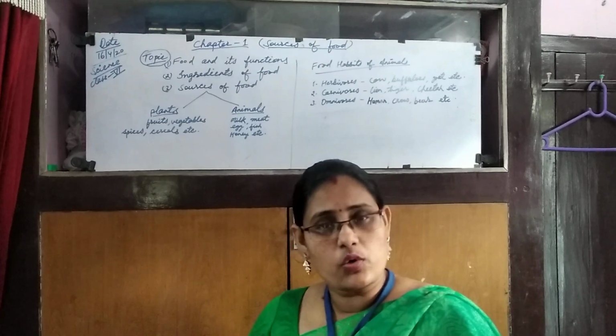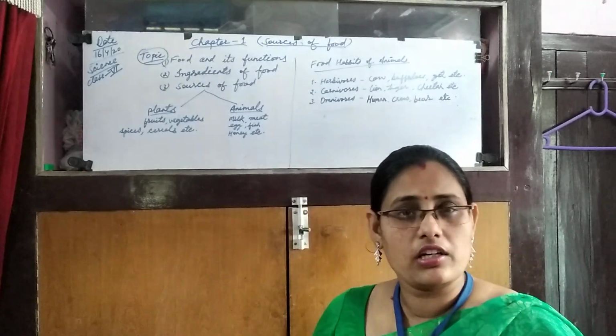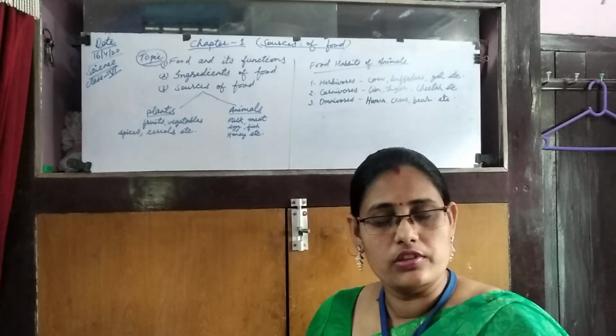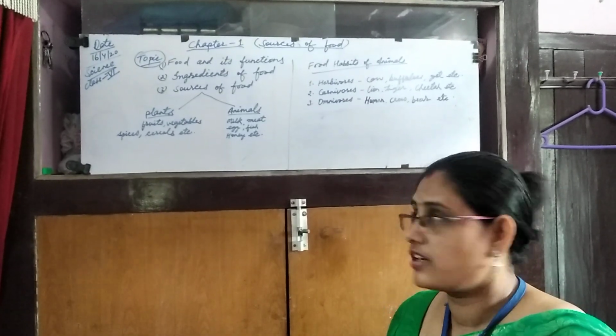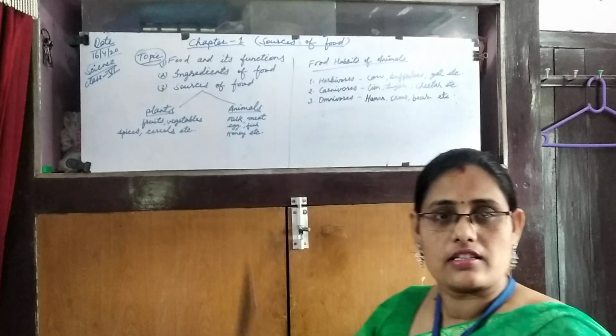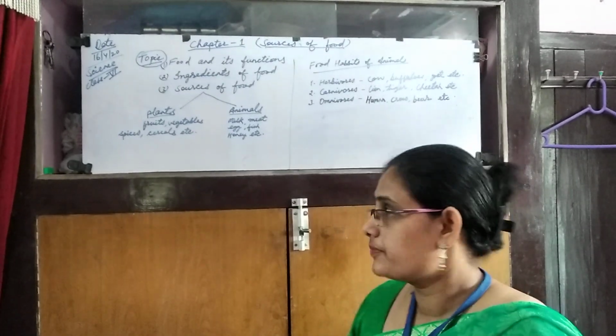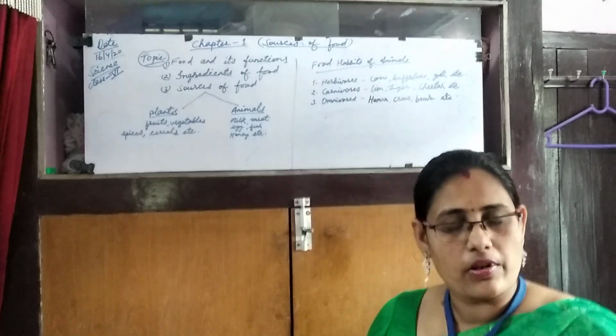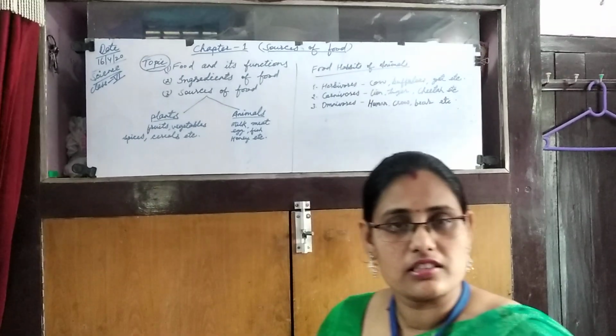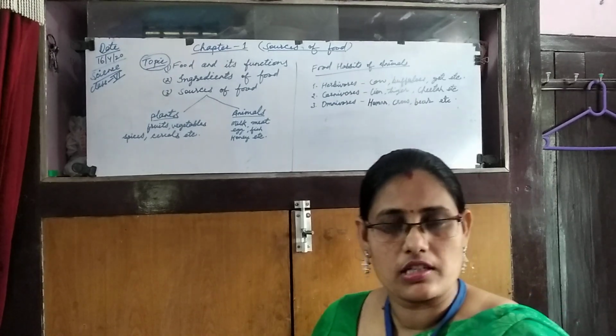Now, the question arises in our mind that from where do we get food? We get food from two sources. The main two sources of food are plants as well as animals. Plants, known as producers also, we know that plants perform photosynthesis and make their own food by themselves.